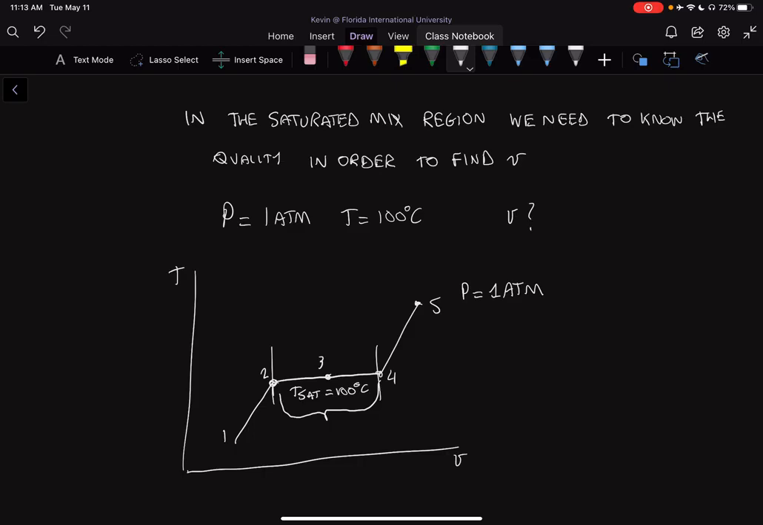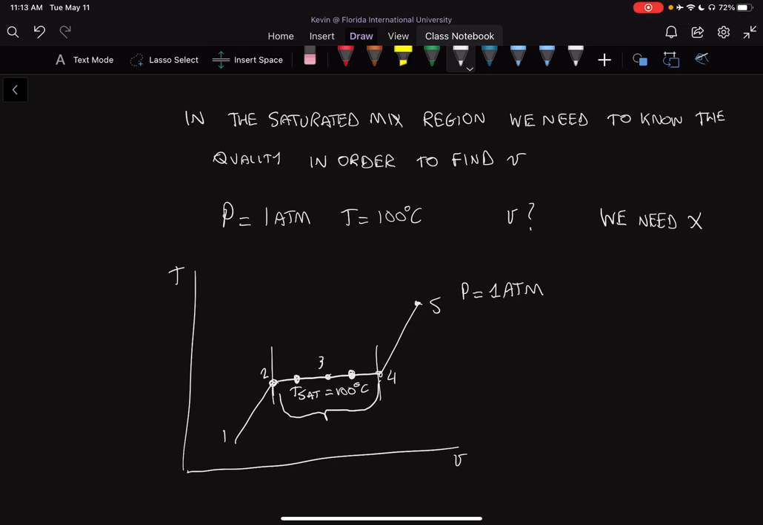Our actual water could be at 0.2, or it could be at 0.3, or 0.4, or anywhere in the middle here, and it would have exactly the same pressure and temperature. So you cannot find v without x. We need quality in order to find v. If you don't have quality, you can't find v.